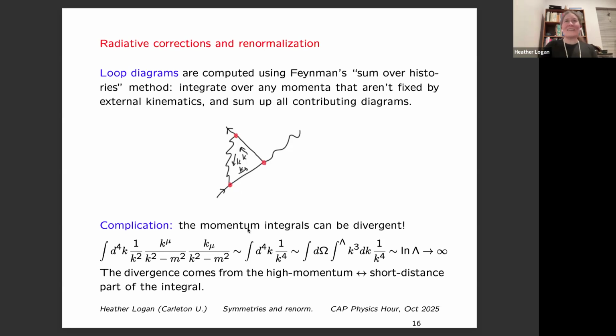The complication to this is that the momentum integrals can be divergent. And you might think, okay, that's going to be terrible because then you can't calculate anything, you just get infinity and the theory is BS, right? I'll get to that in a second. Okay, so the way the divergence shows up is this diagram here.